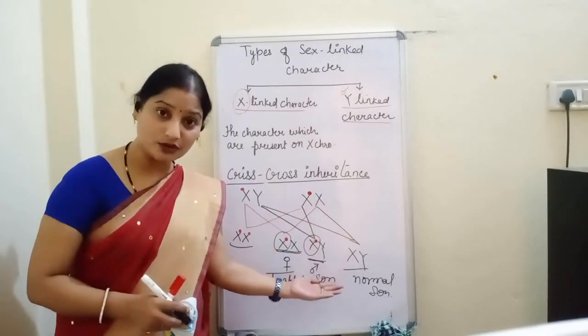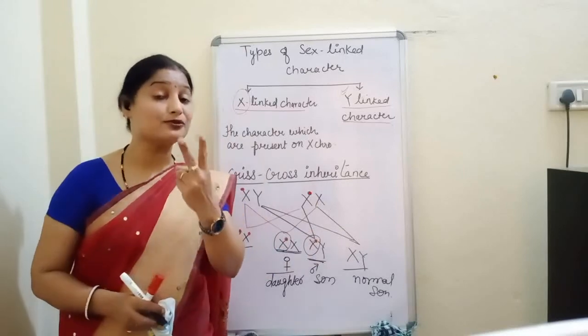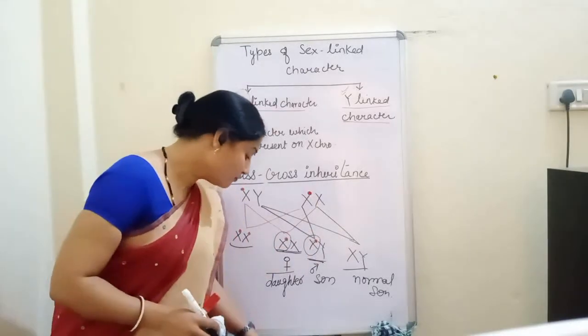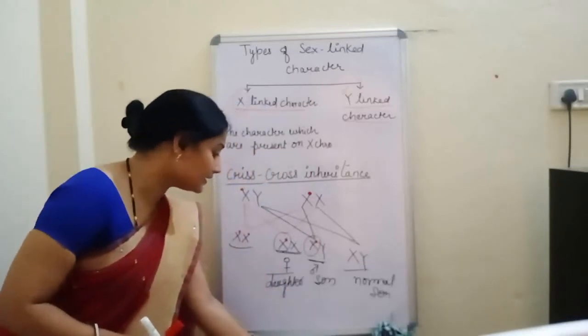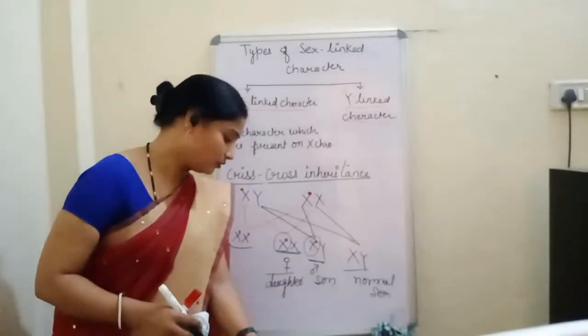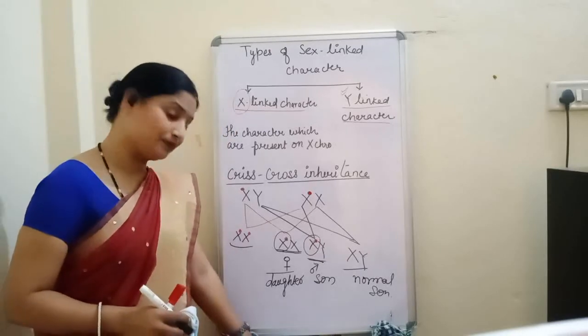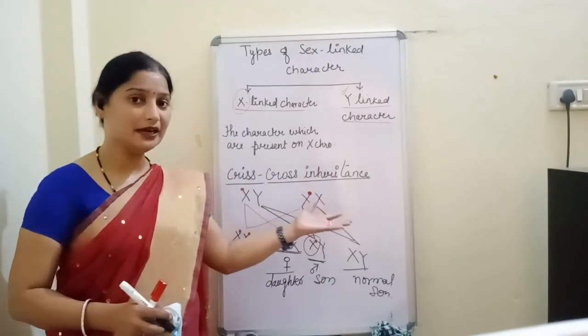Okay, in our course we have two types of criss-cross inheritance. One is color blindness and the next is hemophilia. Okay, we will see these two, and they are related to diseases.